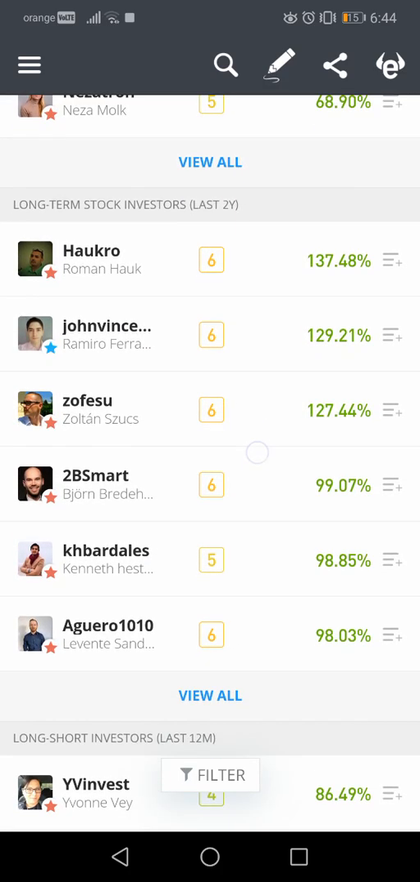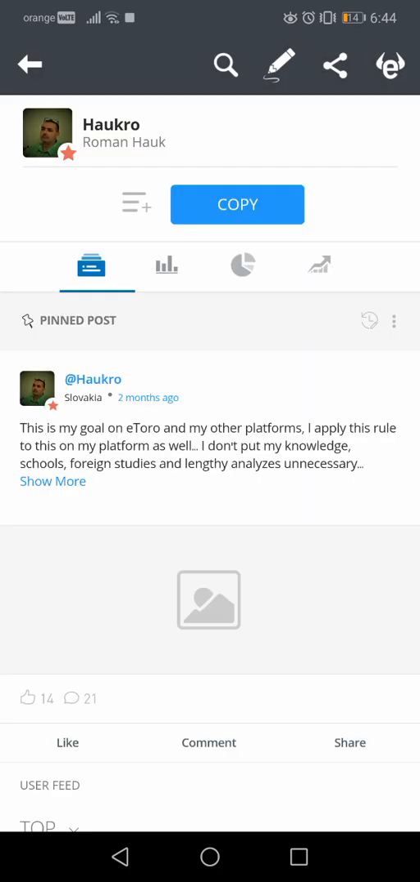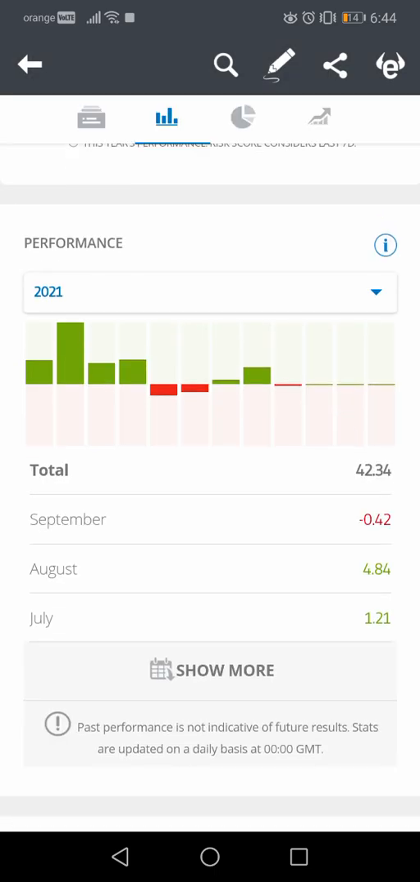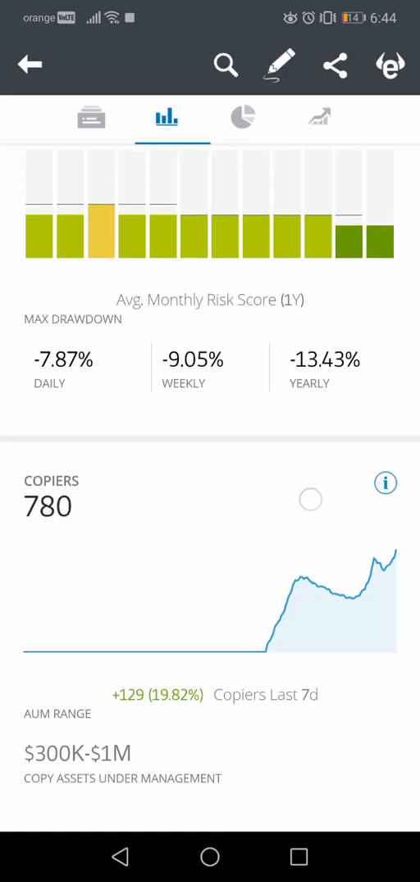The third section is the long-term stock investors in the last 2 years. As you can see, all of them are 6. This one is a 5 risk rate, but the growth is quite impressive. The first one produced 137% growth, which is very high. Let's check out how many people are following him. It's a very nice growth rate.